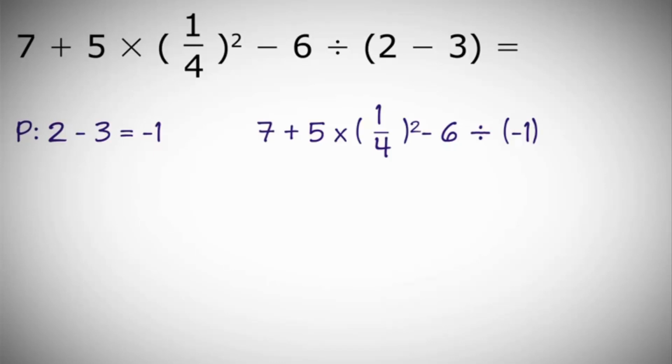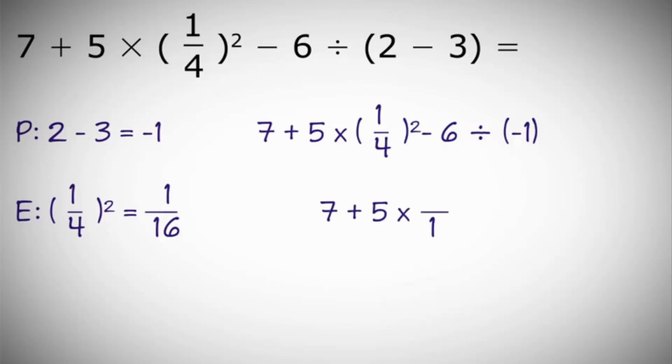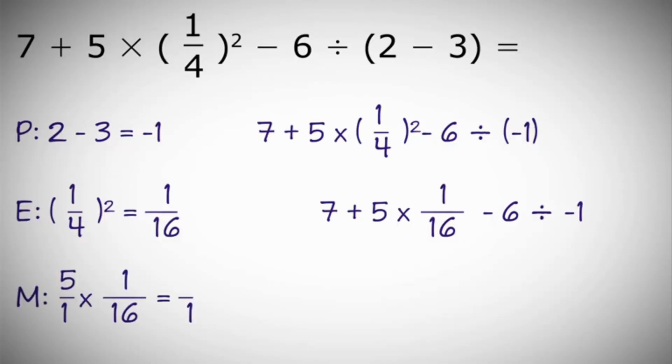Now let's tackle the exponents. 1/4 squared is going to be equal to 1 over 16. When you square a fraction, you merely square the top and square the bottom. Now let's replace that, giving us the expression 7 plus 5 times 1 over 16 minus 6 divided by -1. Multiplication comes next. 5 times 1 over 16 gives us 5 over 16. Replacing that in the original expression gets us 7 plus 5 over 16 minus 6 divided by -1.